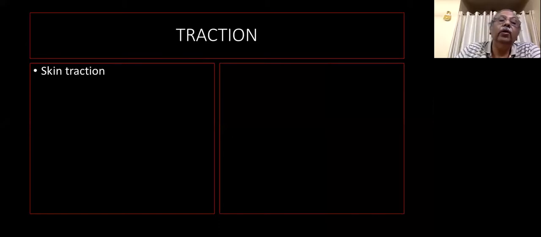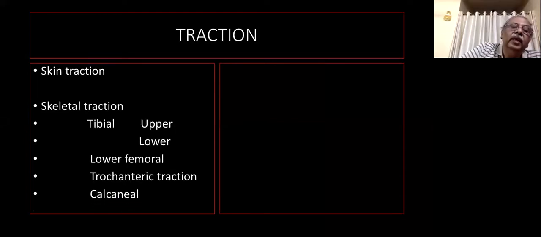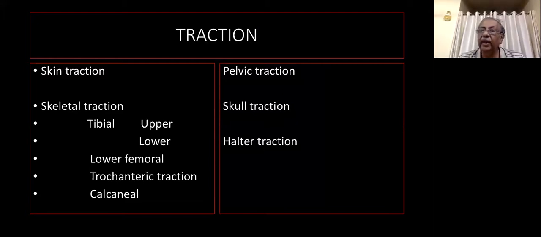Now we'll go into the various methods of traction. One is skin traction, skeletal traction. So it can be tibial traction, upper tibial or lower tibial, lower femoral traction, the trochanteric traction, and the calcaneal traction. The other methods are the pelvic traction, the skull traction, and the halter traction. So these are the various ways in which traction is used.